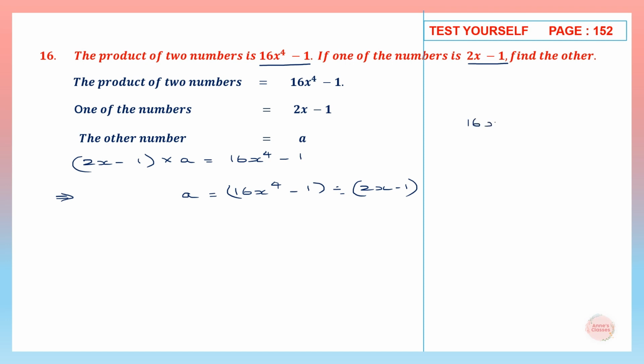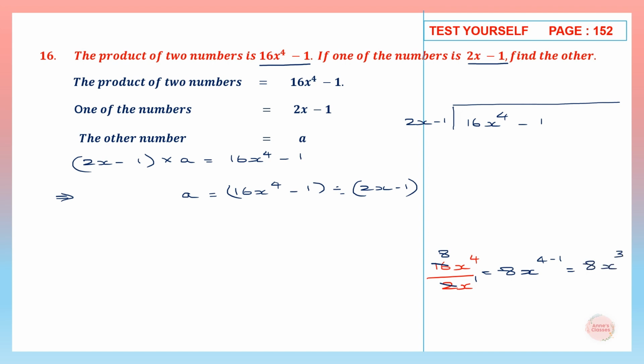So 16x to the power of 4 minus 1 divided by 2x minus 1. We do the normal division, I hope all of you remember. First, we divide the first term of the dividend by the first term of the divisor. So that is 16x to the power of 4 divided by 2x. We can cancel 2 and 16: 2 eights are 16. So this is 8x to the power of 4 minus 1, which is 8x to the power of 3. Let's write that down here.